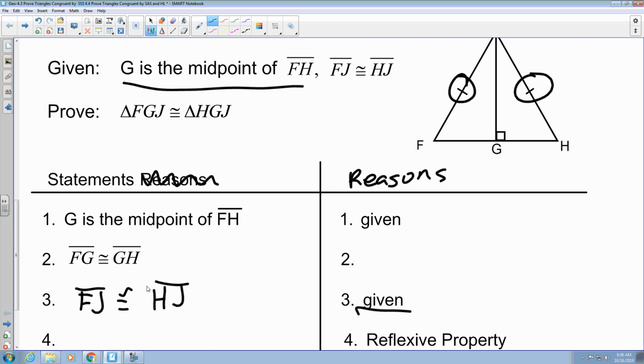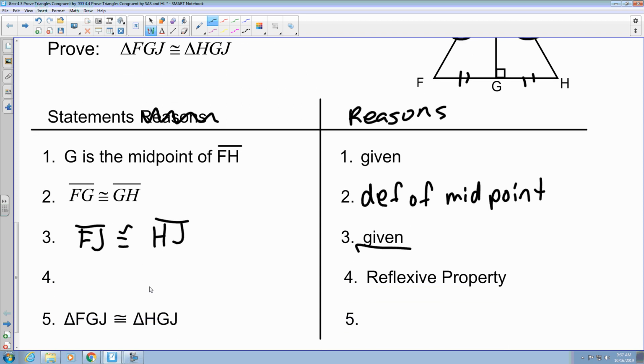If you look here, they're telling us that FG is congruent to GH, so right here and right here. Well, the reasoning that those two are congruent is they told us that point G was the midpoint. Definition of midpoint means that they are equidistant from each endpoint. So by definition of a midpoint, those two line segments are congruent. So we have one set of congruent sides that were given to us, and we have two congruent sides by the definition of a midpoint.